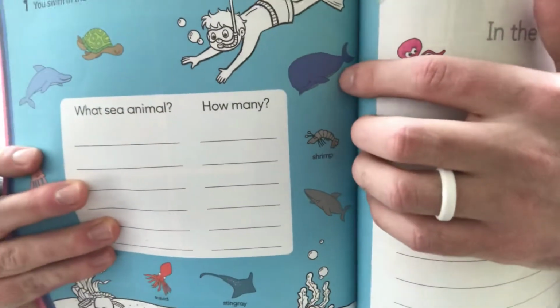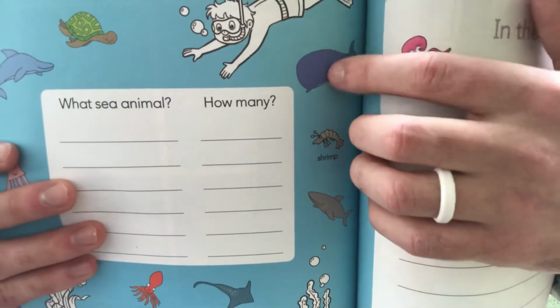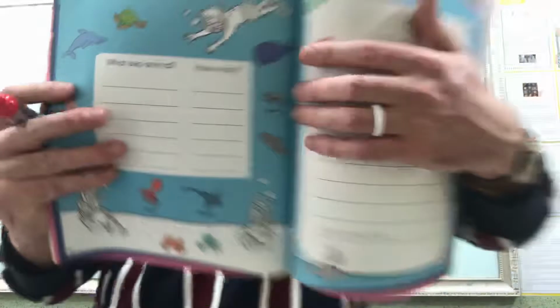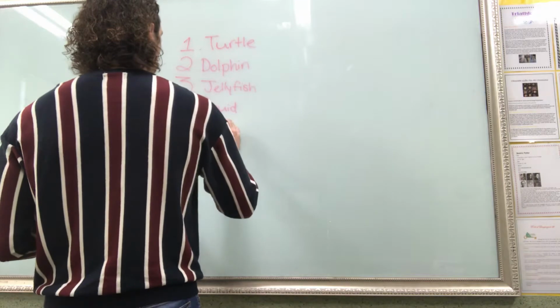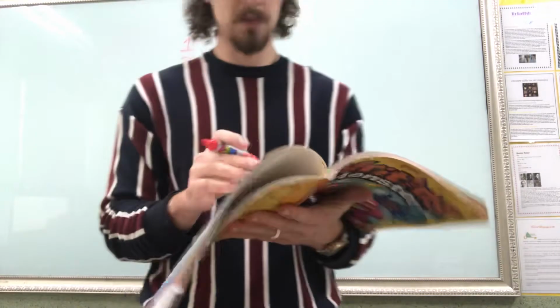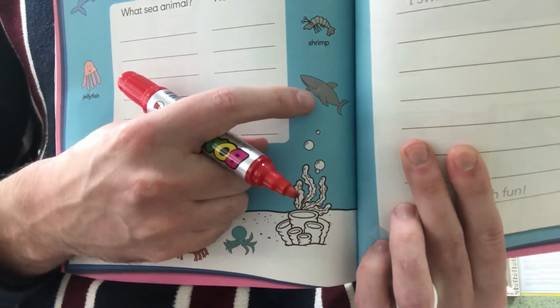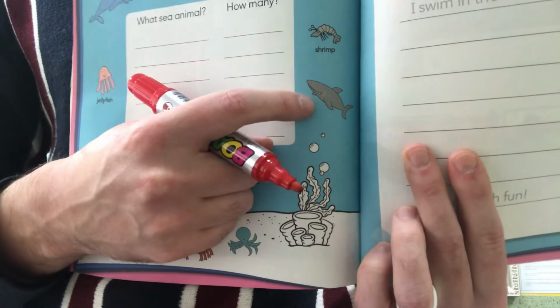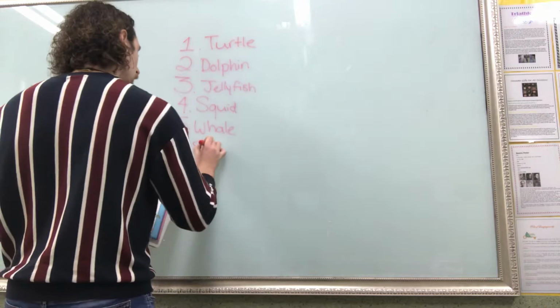Okay, what about over here? What animal is that? That looks like a whale. That is a whale. So, number 5, let's write whale. Number 6, what about this scary guy? What animal is that? That is a shark. Okay? So number 6 will be a shark.